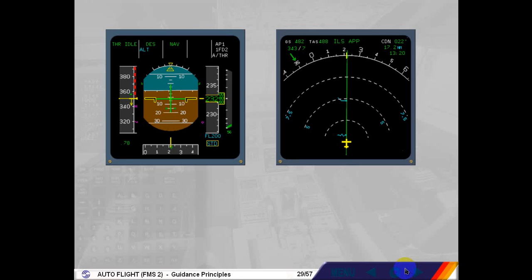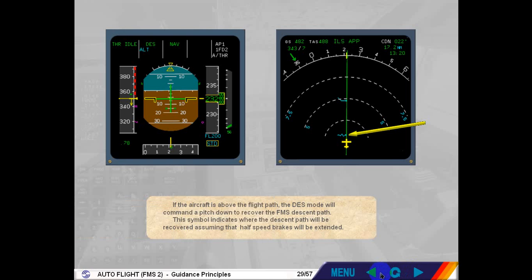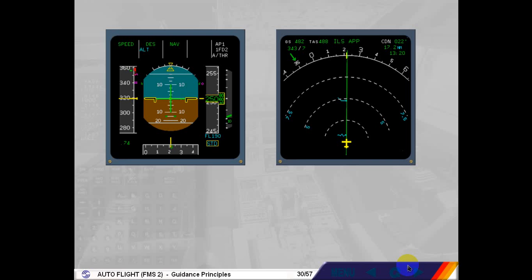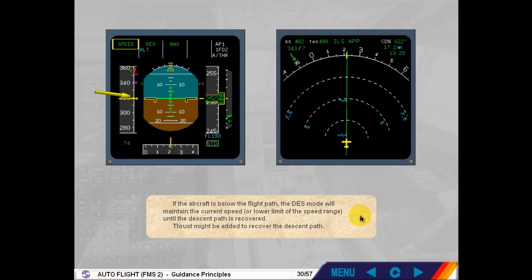If the aircraft is above the flight path, the descent mode will command a pitch down to recover the FMS descent path. This symbol indicates where the descent path will be recovered, assuming that half speed brakes will be extended. If the aircraft is below the flight path, the descent mode will maintain the current speed or lower limit of the speed range until the descent path is recovered.